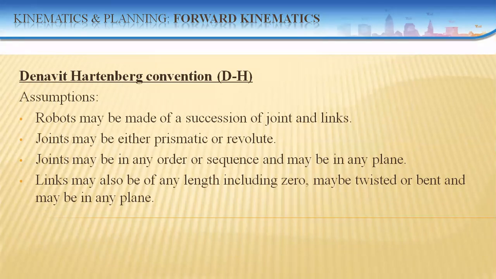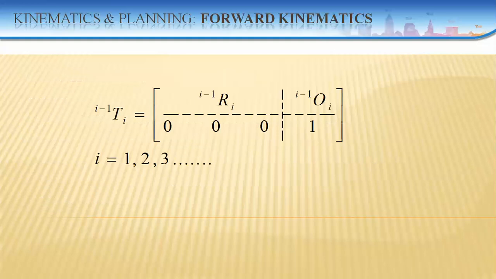So hence the assumptions that the robot may be made of successive joints and links. Joints may be either prismatic or revolute joints. These joints may be in order of the sequence, maybe in a plane, in any of the planes. Links may be of length including 0, and it may be twisted or bent that changes to any plane as we've discussed.